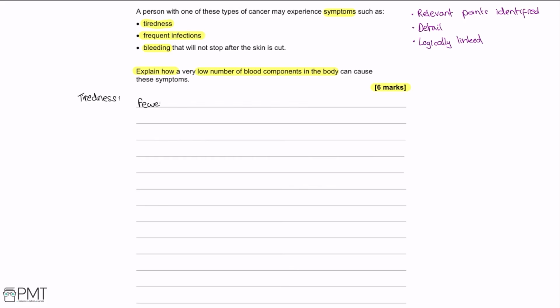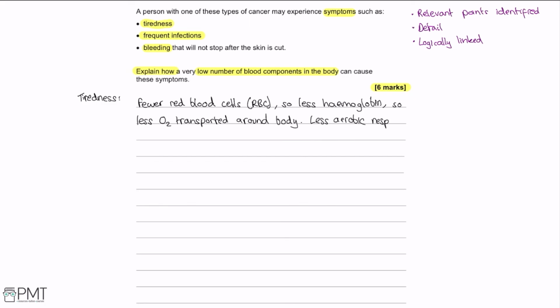Starting with the symptom of tiredness, you can say that fewer red blood cells means that less hemoglobin will be transported around the body. Hemoglobin is a carrier of oxygen, so that means that oxygen will not be transported around the body either. Less oxygen means less aerobic respiration and therefore less energy released. Furthermore, lactic acid will be produced, and this causes muscle fatigue.